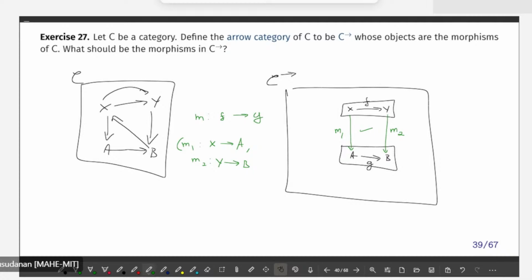Again, composition will work if you just compose both of them. So if you have another one, n1, n2, to some other CD, now this square should commute for n1 and n2 to be morphisms. But for the composition to work, this outer rectangle should commute. You already proved that earlier. If these two squares commute, the outer rectangle will commute. So that will work. Composition will work. Okay.